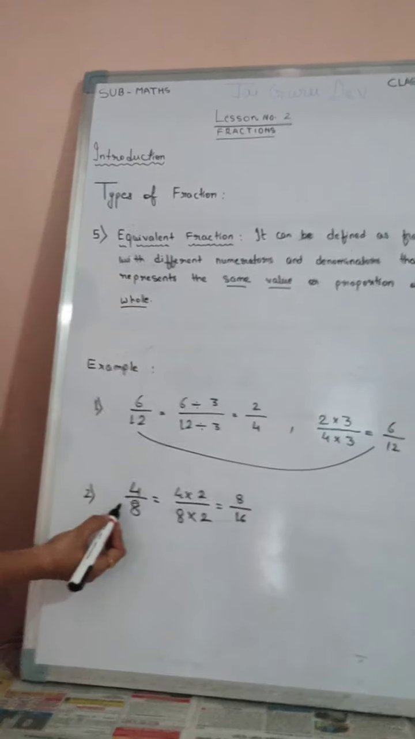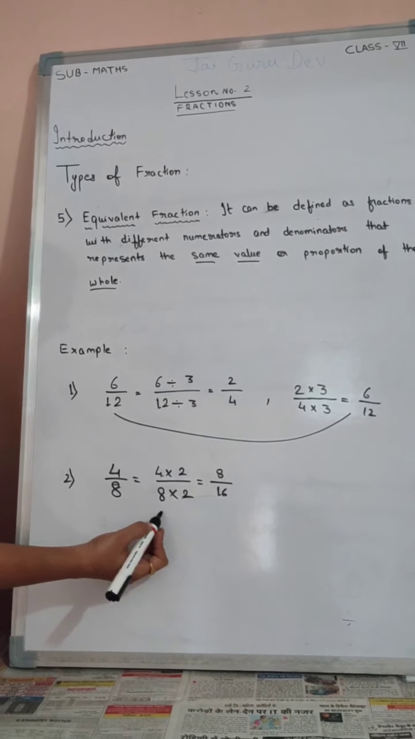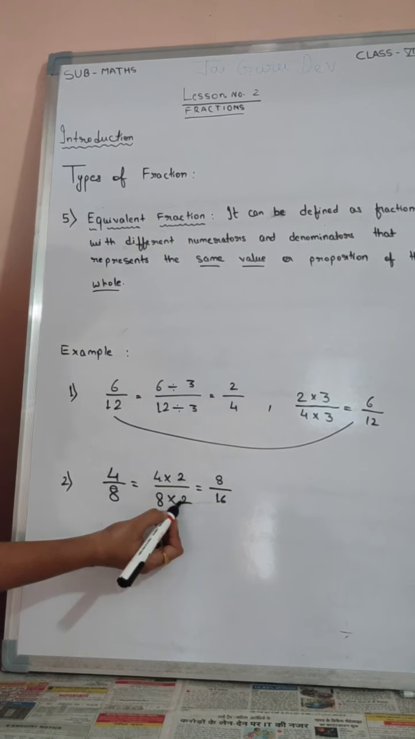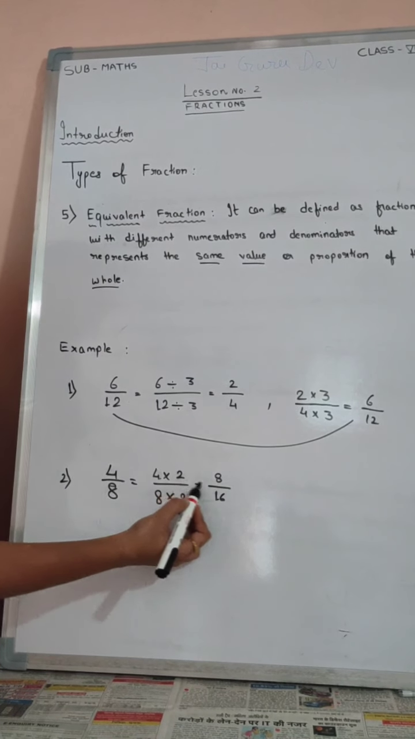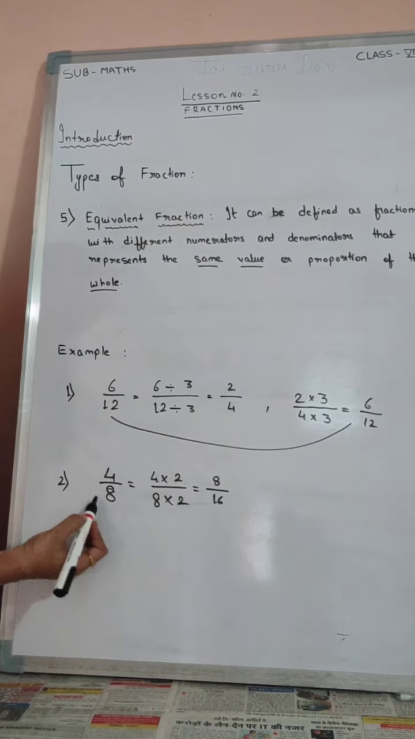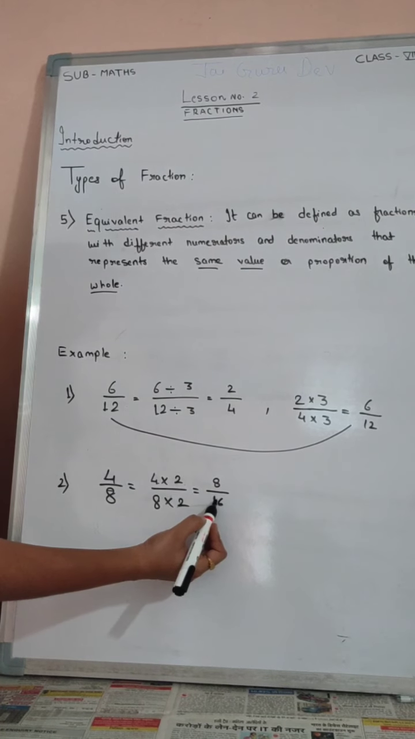One more example is 4 by 8. Here I am using multiplication. If I multiply this 4 by 8 by the same number, that is 2, I will get 4 multiplied by 2 is 8 and 8 multiplied by 2 is 16. So we can say 4 by 8 is equivalent to 8 by 16.